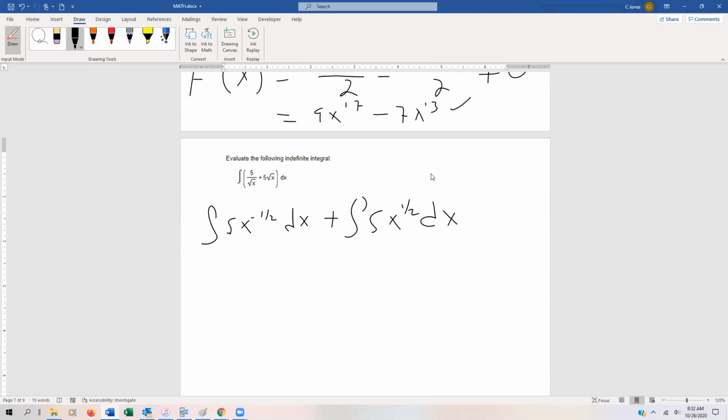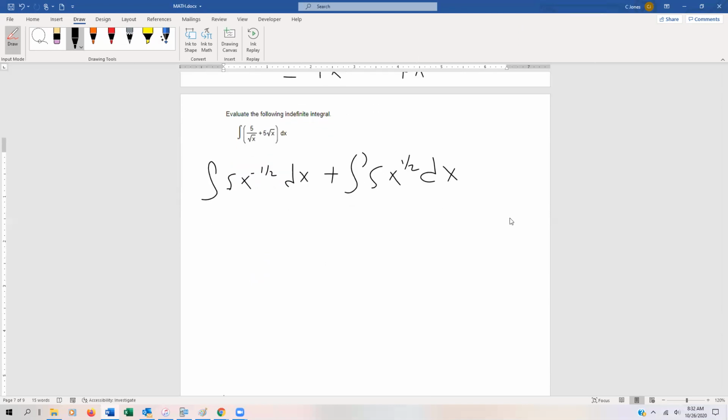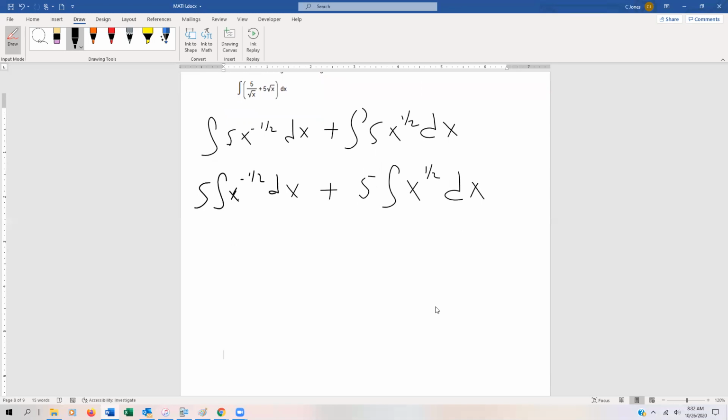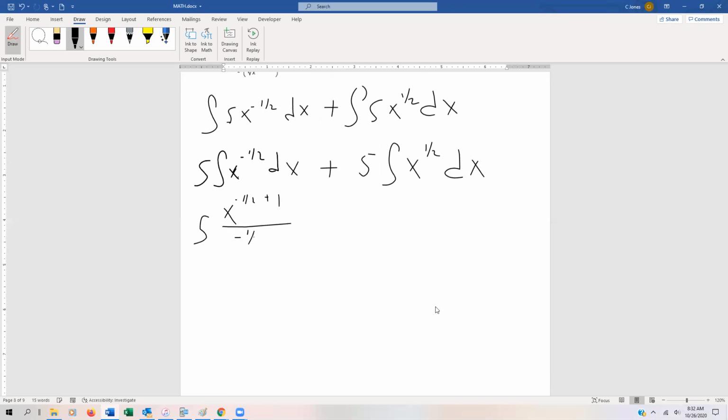Okay, or another way, if we chose to write that, is to factor the 5's out. So this could be 5 integrals of x to the minus 1/2 dx plus 5 integrals of x to the 1/2 dx. And then we're just going to evaluate. So now be careful with this, and I'm going to write this one out explicitly. So this could be 5x to the minus 1/2 plus 1 divided by minus 1/2 plus 1 plus 5x to the 1/2 plus 1 divided by 1/2 plus 1 plus a constant of integration c.